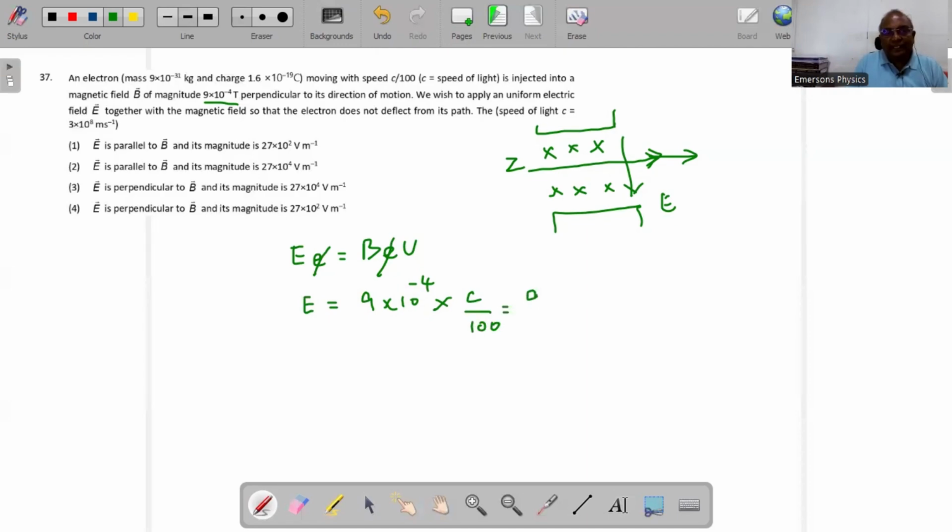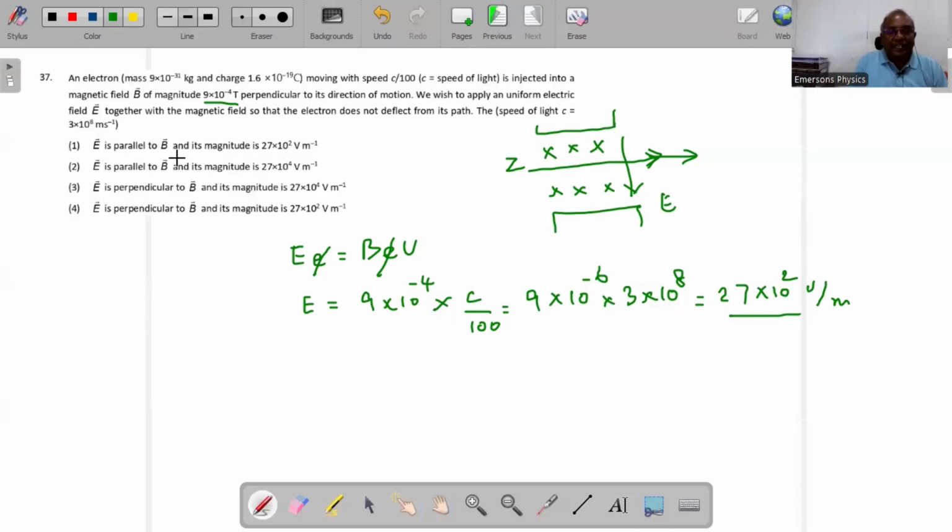Nothing but 9 into 10 to the power of minus 6. The 100 has gone up. Minus 6 into 3 into 10 to the power of 8. So you will get 27 into 10 to the power of 2 volt per meter. So the electric field value is given. Okay, we'll see the answer.